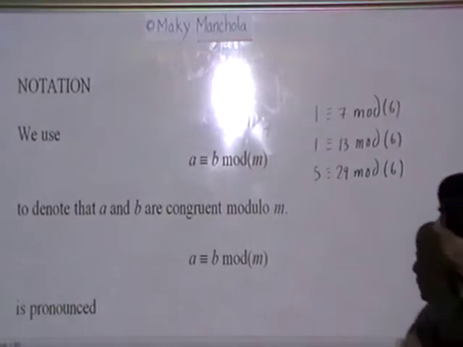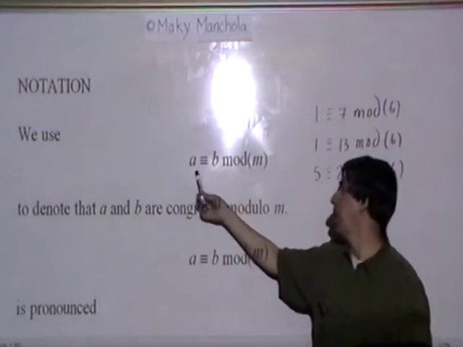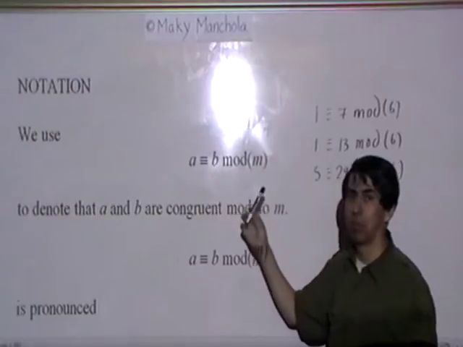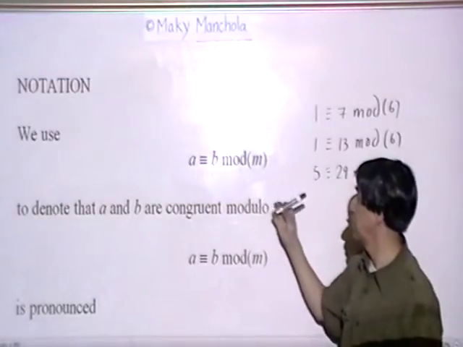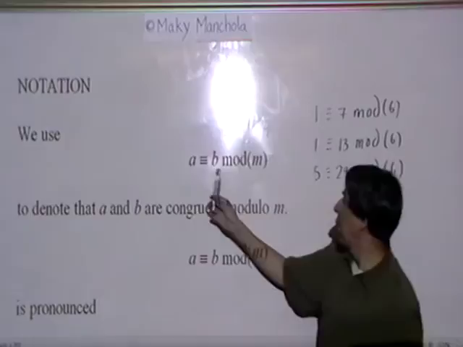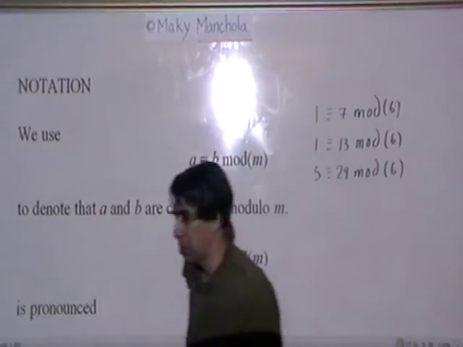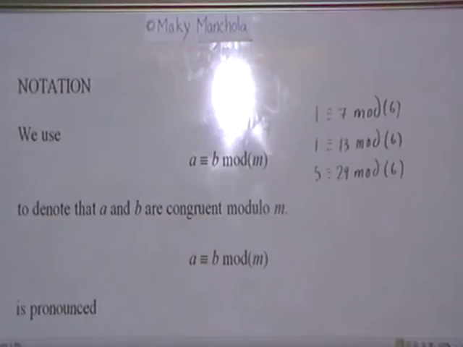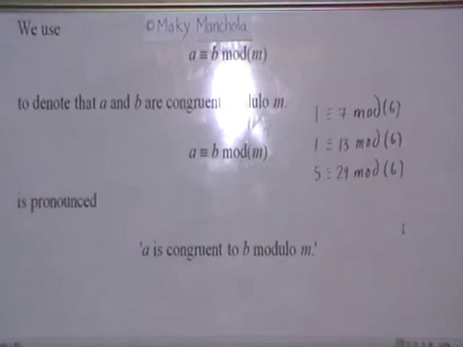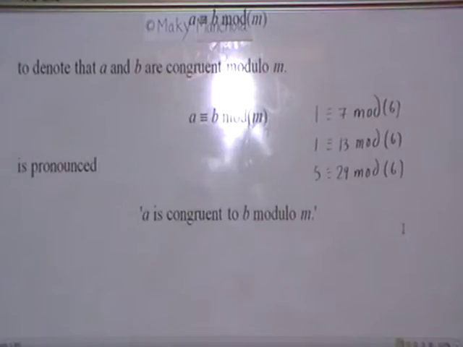Now the way you pronounce this, you could say it this way: a is congruent to b mod m, or you can just pronounce it thoroughly. You could say a is congruent to b modulo m. That's how you pronounce that notation.